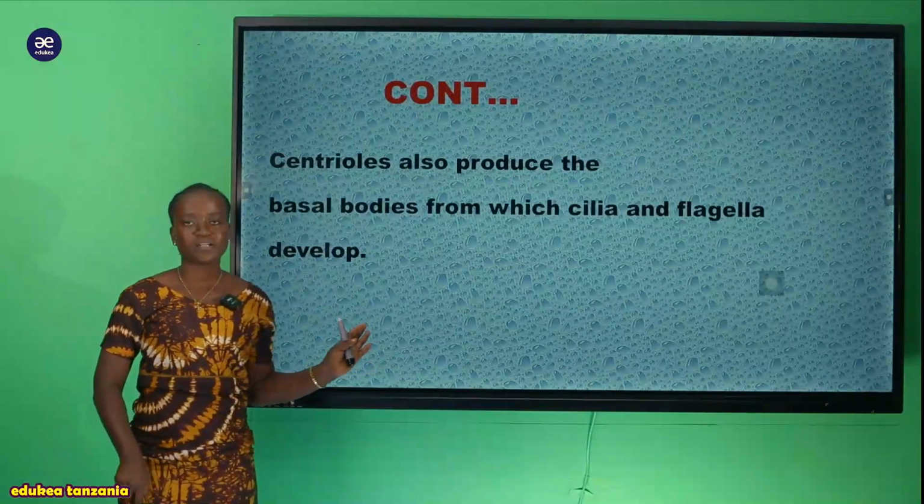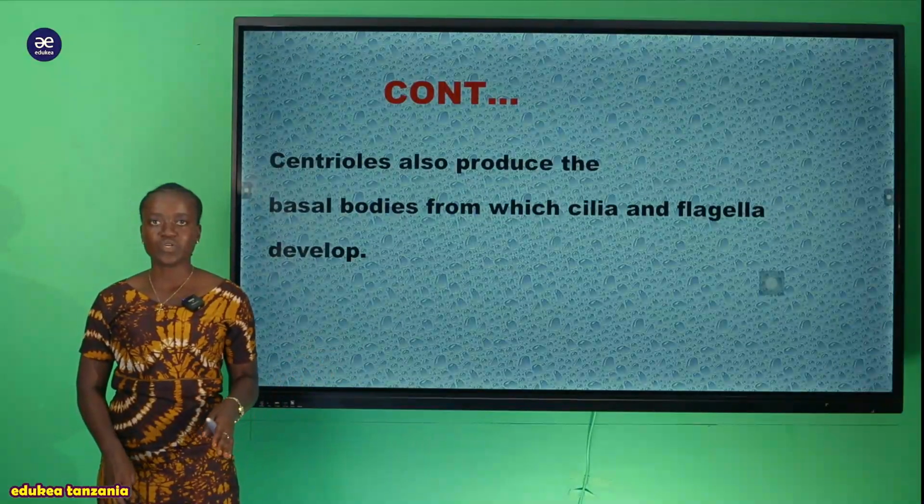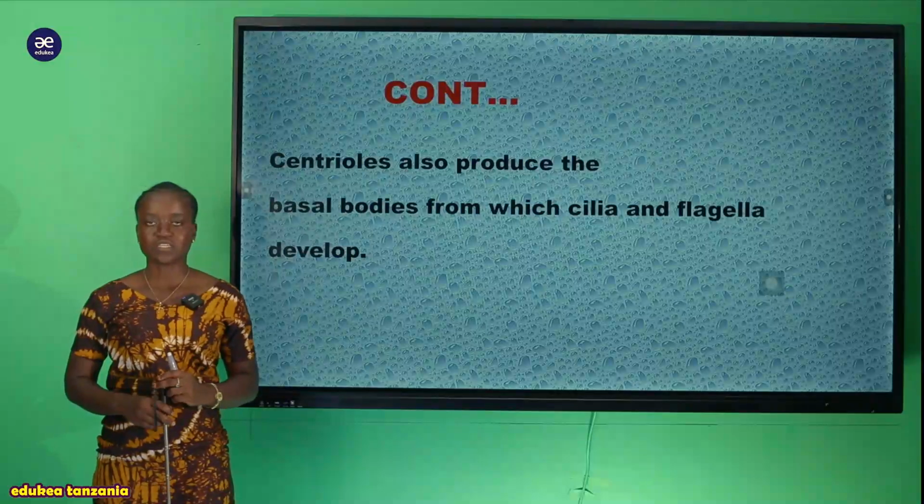So my student, for more clarification on the functions of this centriole, I would like to invite you into the next part of this session. So thank you for listening.